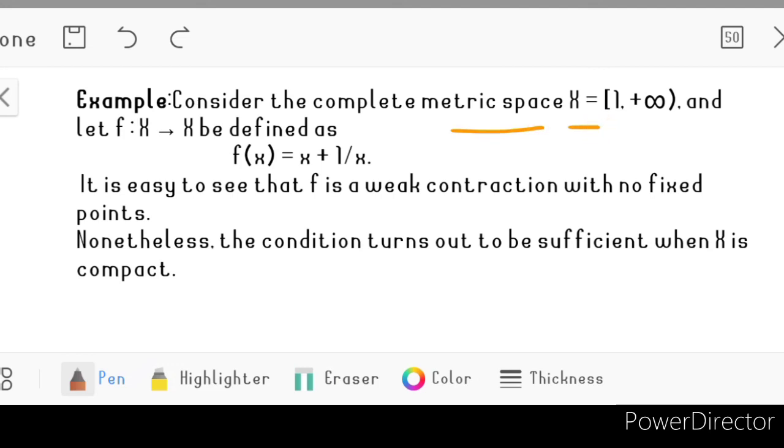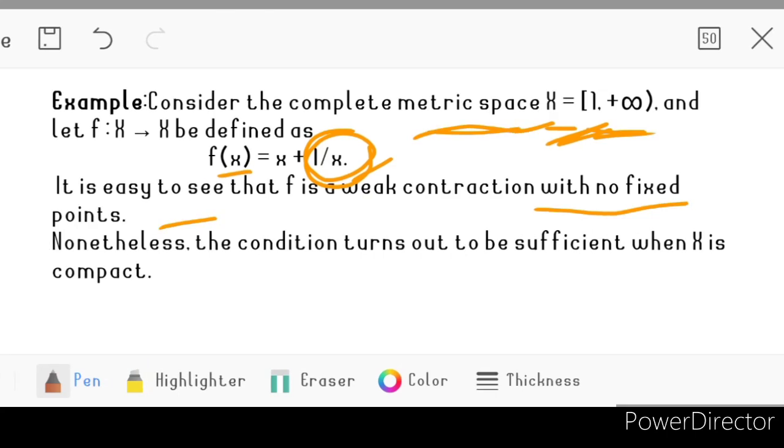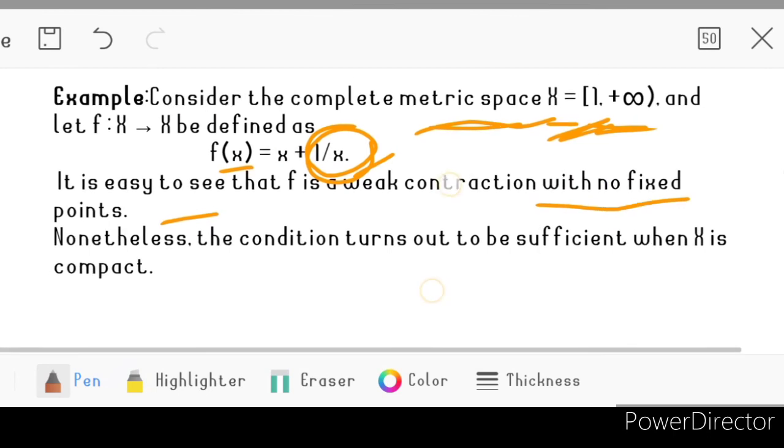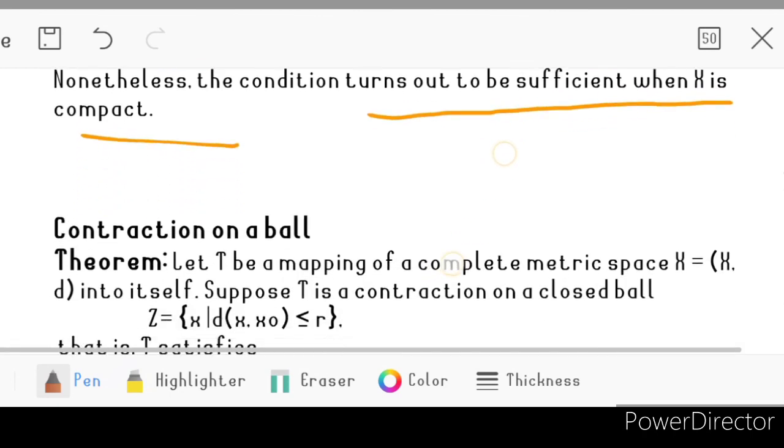Consider the metric space X equal to [1, infinity), where 1 is included, and the function f from X to X defined as f(x) = x + 1/x. You can see here we didn't take 0, because this term becomes undefined if we put x equal to 0. This f is a weak contraction and it does not have any fixed point. So it is not at all necessary that we get a fixed point in a weak contraction. This example proves that. Nonetheless, the condition turns out to be sufficient when X is compact.